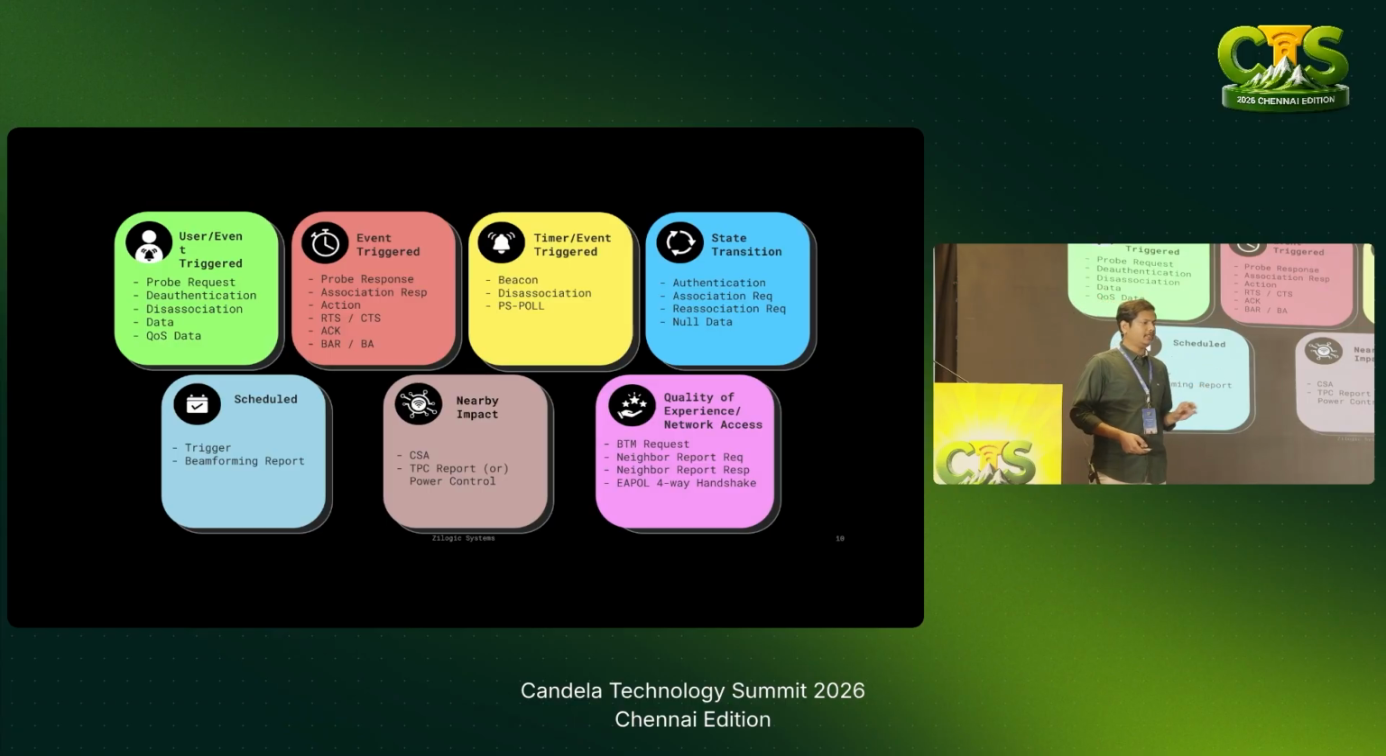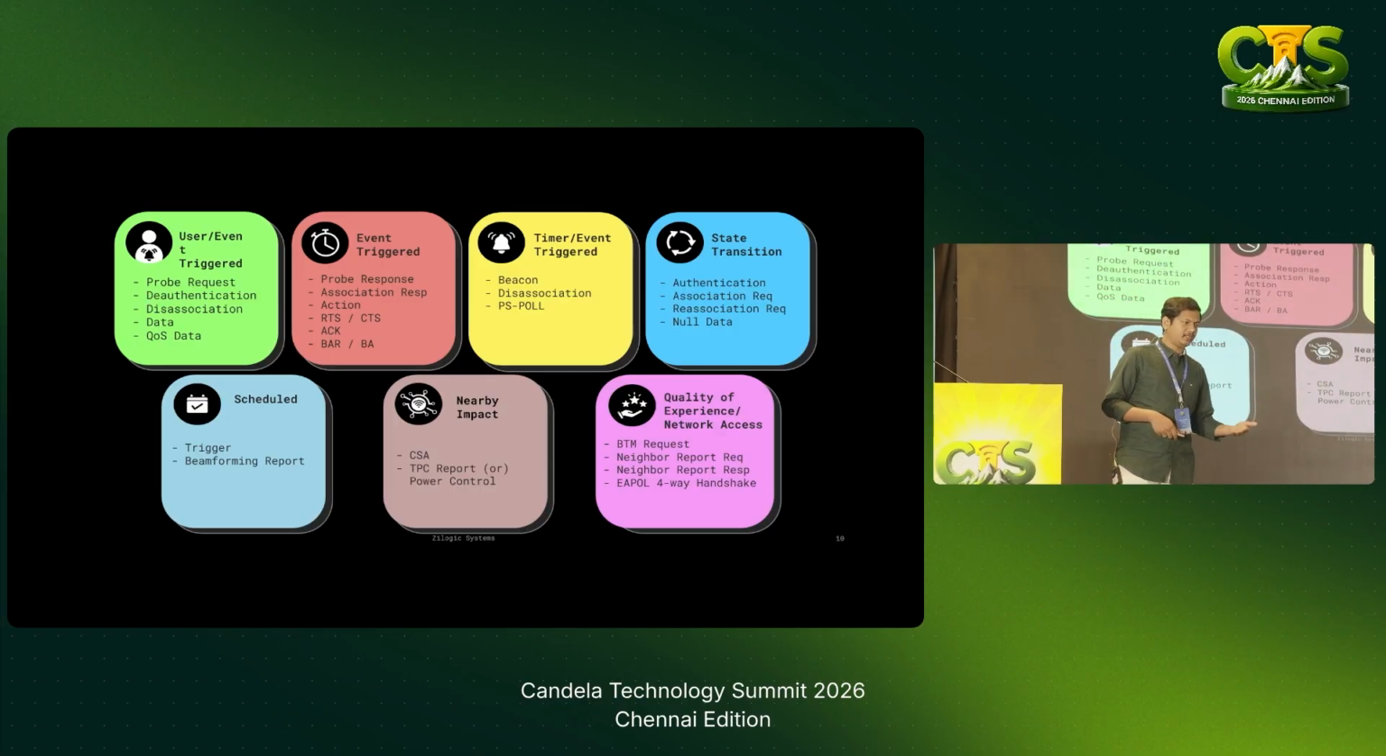On the user's event triggered, we have probe request, deauthentication, disassociation. All of them are user driven. So for example, if data is sent across the wireless medium, the data will be sent by the network stack based on a user trigger. When I want to share a movie with my peer, I will send it through Wi-Fi and it is initiated by the user. The event trigger is when a probe response is received only when a probe request is received. That is because of the previous frame that is received.